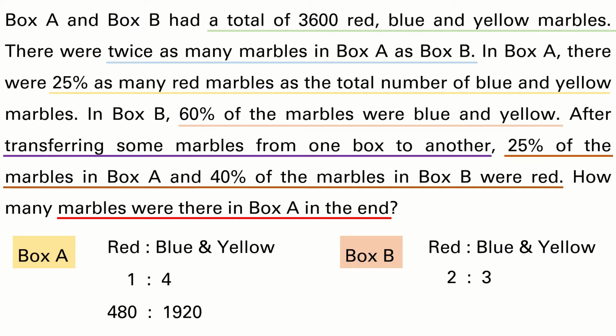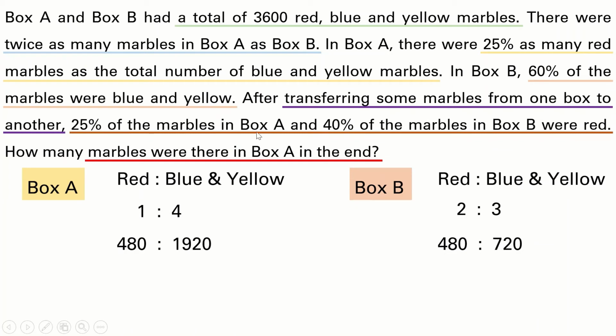Because the total number of marbles in Box B was 1,200, we take 1,200 divided by 5. We get 240, and 240 multiplied by 2, we get 480 red marbles. And then 240 multiplied by 3, we get 720 blue and yellow marbles.